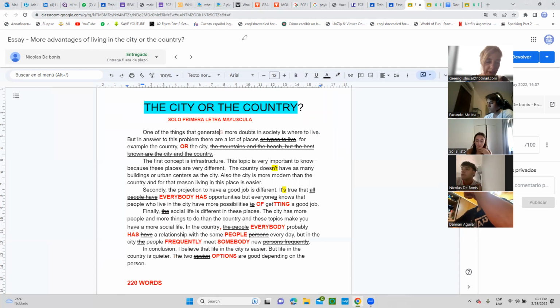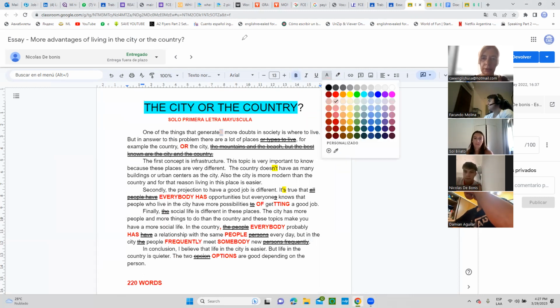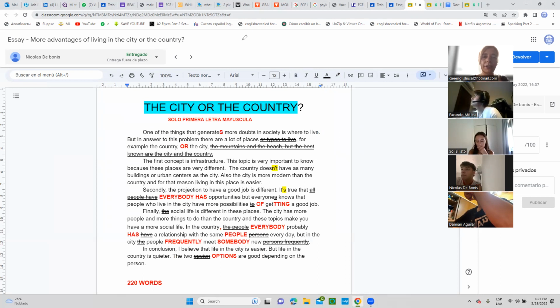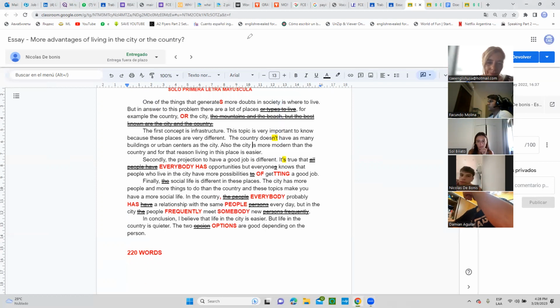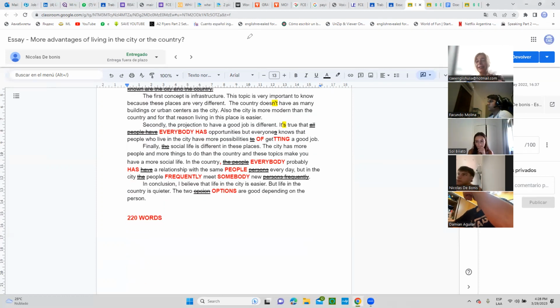Why? Because we are talking about one of the things that generates more doubts in society: where to live. But in answer to this problem, there are a lot of places or types to live. Why put "or types to live"? It's redundant. Look at the number of words that you have, 220 words. So you have exceeded the word limit by 30 words, more or less.